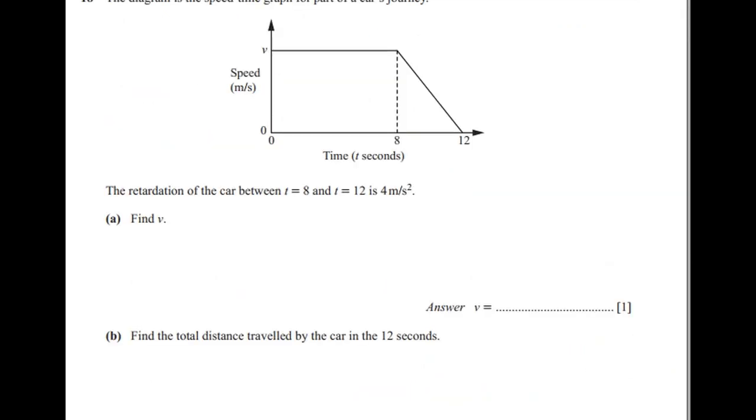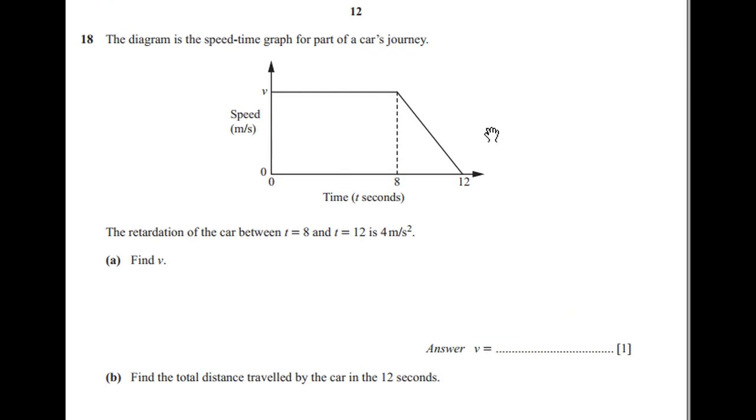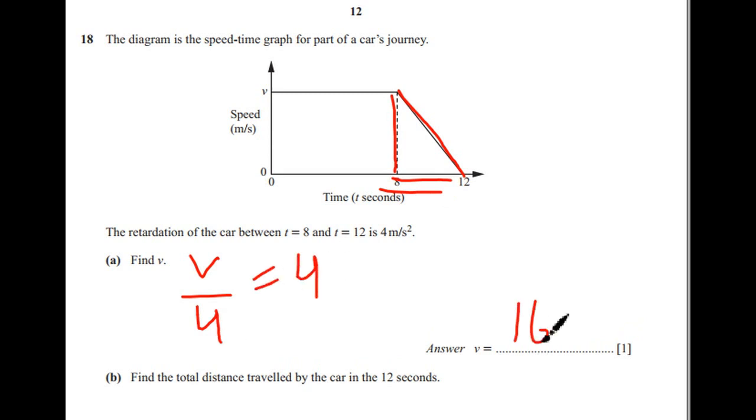Question number 18. So the diagram is the speed time graph for part of a journey. The retardation of the car between time equal to 8 and time equal to 12 is 4 meters per second squared. Find the value of v. So the retardation is actually the slope. And the slope is rise over run. So the rise is v and run is 4, and the value of retardation is 4. So v is equal to 16.